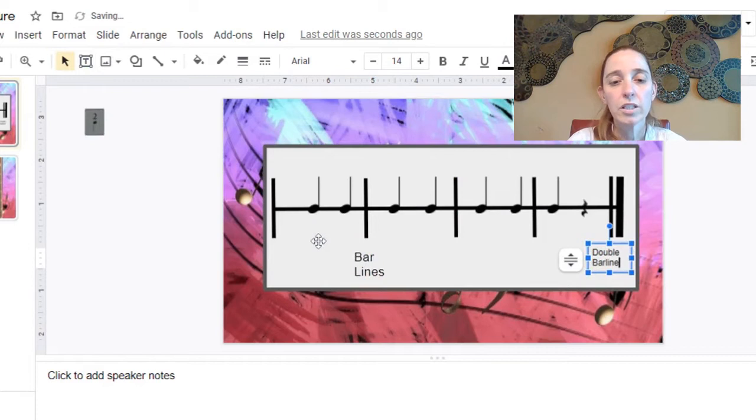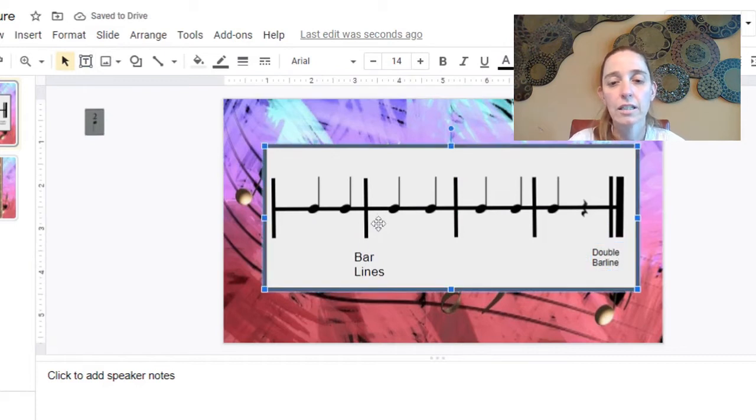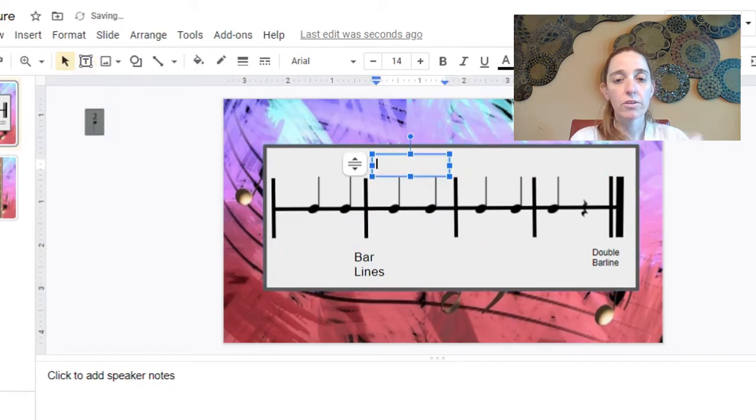Okay. When you have these beats that are on the line, the space between two bar lines is called a measure. So let's label that measure.